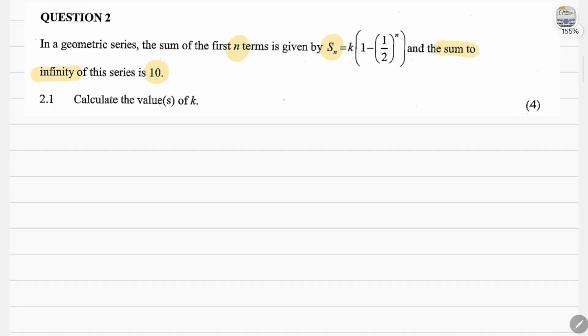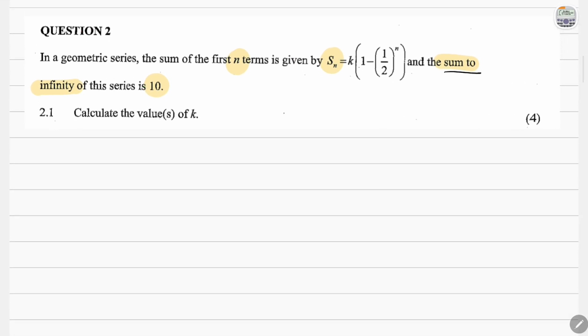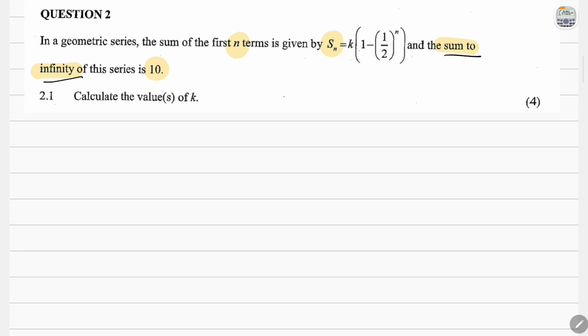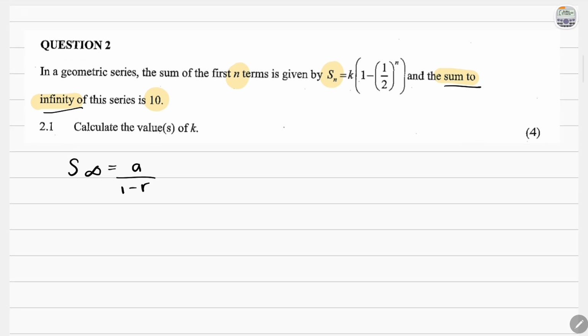So they tell us the sum to infinity is 10. That's probably the main point of this, because the sum to infinity is the only place where we can actually get an equation that will help us solve for k. Remember that the sum to infinity equals a over 1 minus r. We have the sum to infinity, so we have a value to put here. We just need to find a and r, and we'll have a full equation, which will probably be in terms of k. So we need to find a and r.